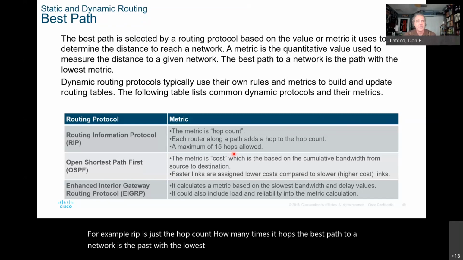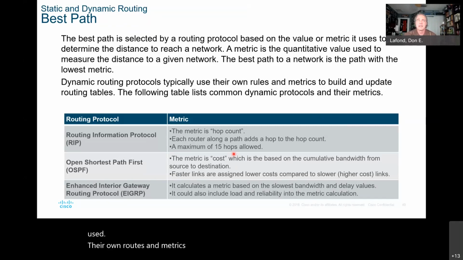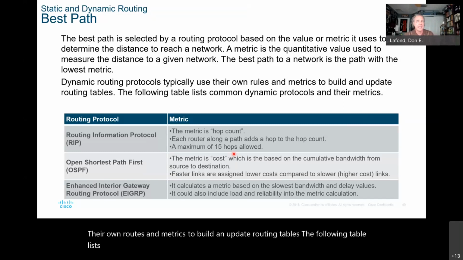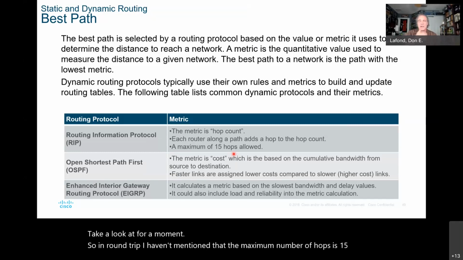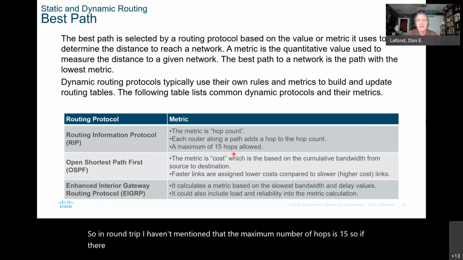Dynamic routing protocols typically use their own routes and metrics to build and update routing tables. The following table lists common dynamic protocols and their metrics. Take a look at that for a moment. So in RIP, I haven't mentioned that the maximum number of hops is 15. So if you have a route with 11 hops, it'll be better than one with 14, but not better than one with 9.